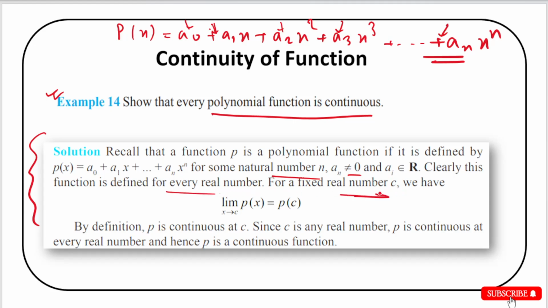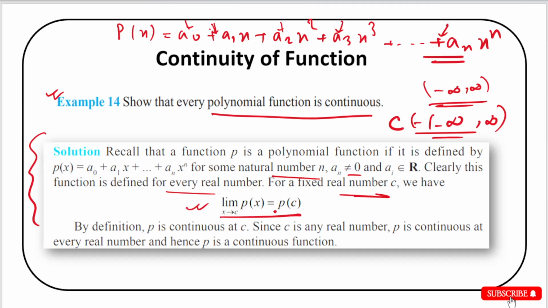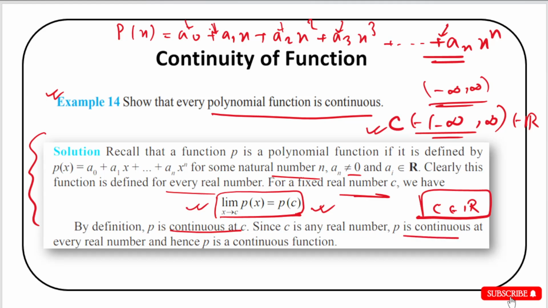Now you can fix a real number c. For every polynomial the domain is from minus infinity to infinity. So you consider any real number which belongs to this interval minus infinity to infinity, and you will see that limit x tends to c of p(x) is equal to p(c). That is, again, the limiting value is equal to the functional value for any c which belongs to the real numbers, right? If you consider c to be any real number, you can clearly show this criteria. So by definition, p is continuous at c. Since c is any real number, p is continuous at every real number, and p is a continuous function.